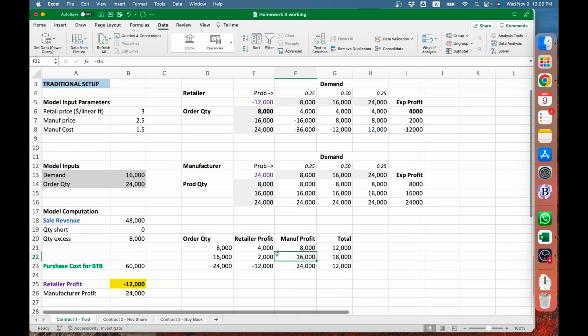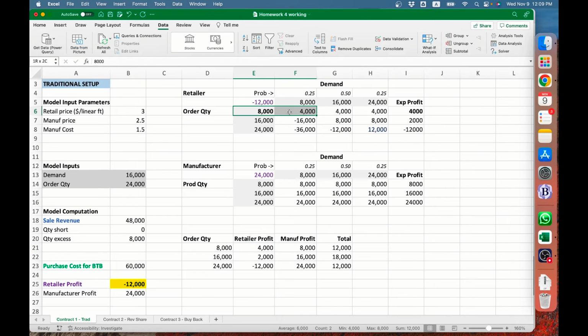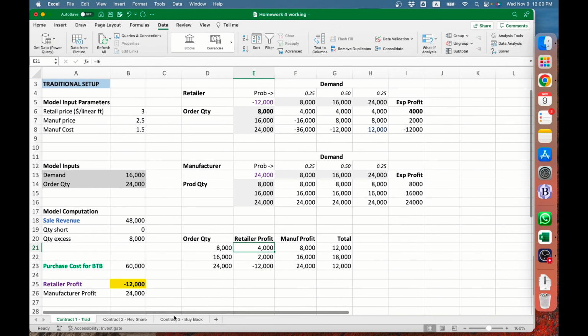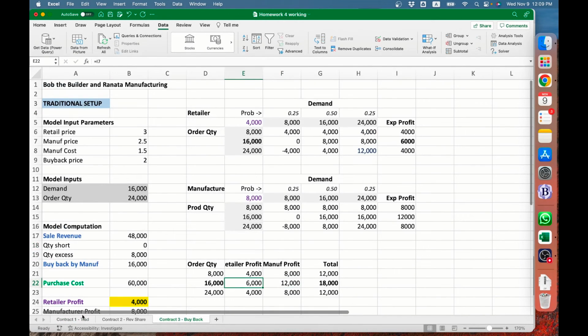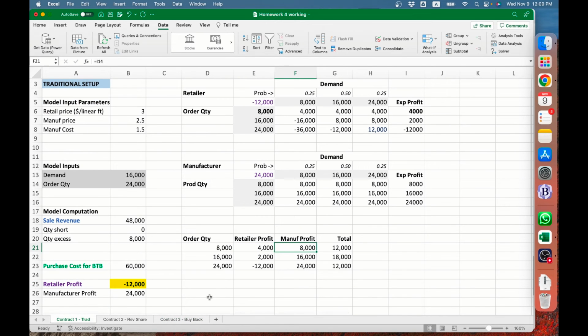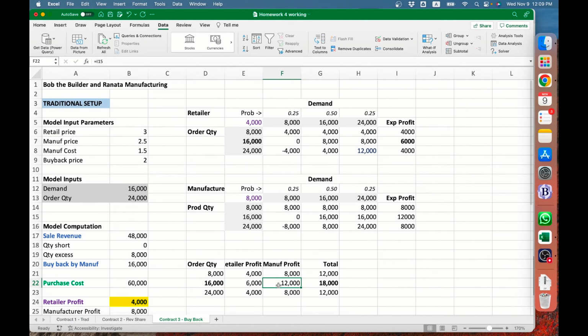Compared to a traditional contract, a retailer was making 4,000 because they would select 8,000 quantity. Retailer is making 4,000. Here they're making 6,000. Manufacturer is making 8,000. Here the manufacturer is making 12,000. So both parties are better off. Total supply chain profit is maximized.